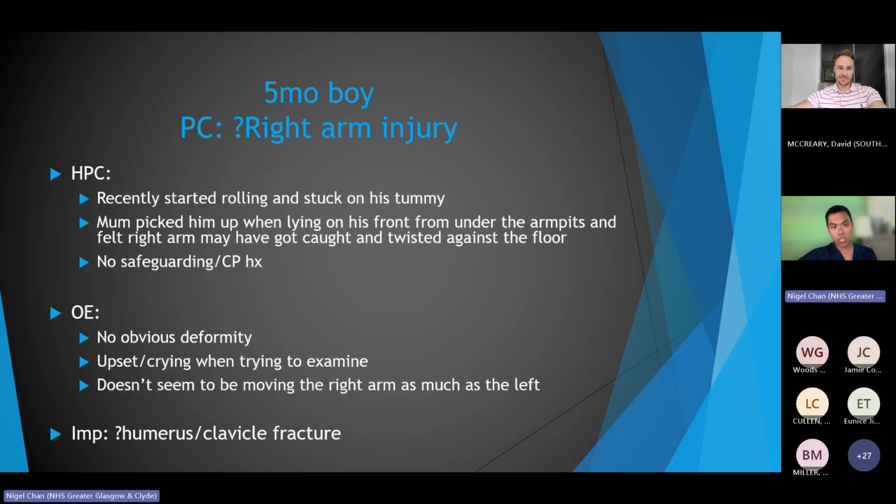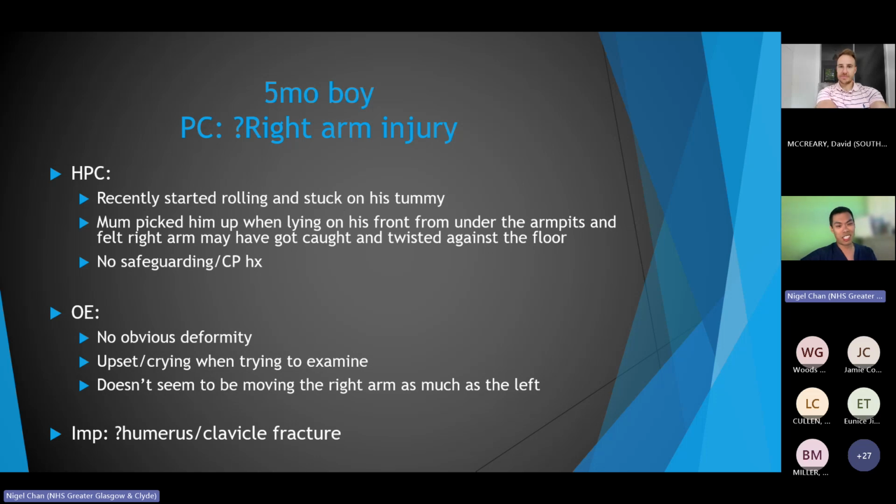So this is a young baby, 5 months old. It's a bit wordy, but long story short, he was doing some tummy time and he got a bit stuck on his front. His mum went to pick him up to put him on his back, and she was worried that when she picked him up, his arm basically got caught under him. She worried that she twisted it and broke his arm, because he didn't seem to be moving it. He seemed a bit upset when she touched it.